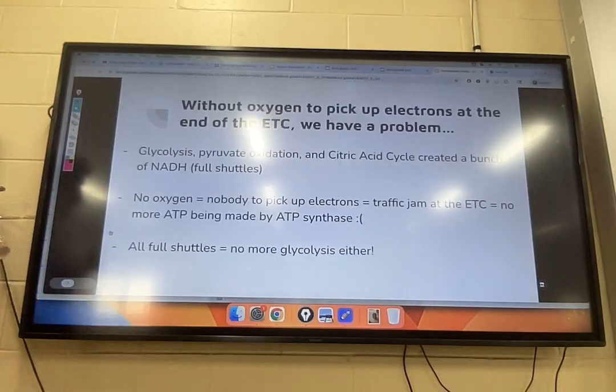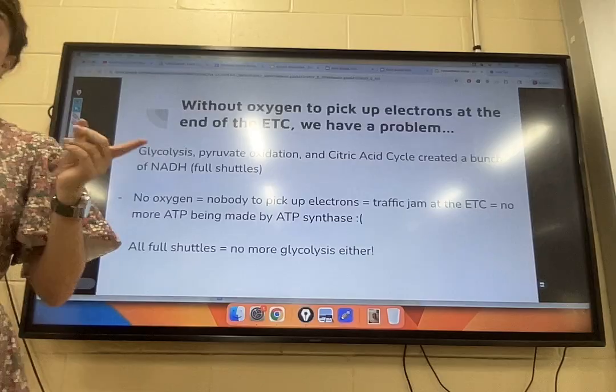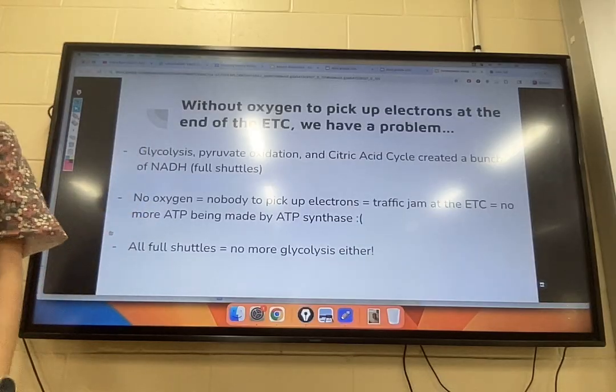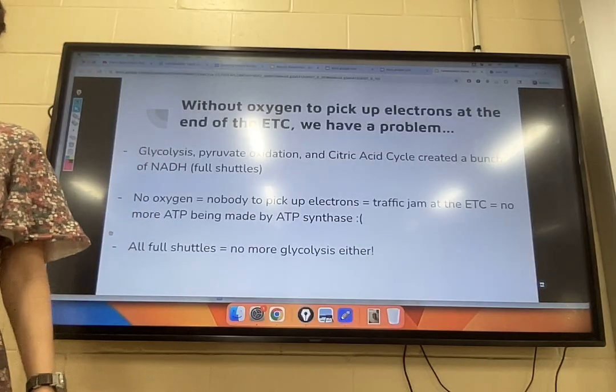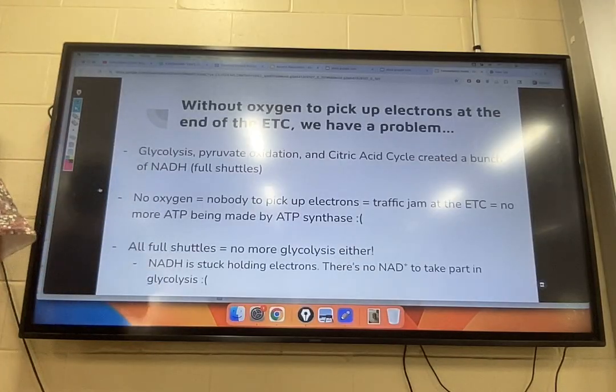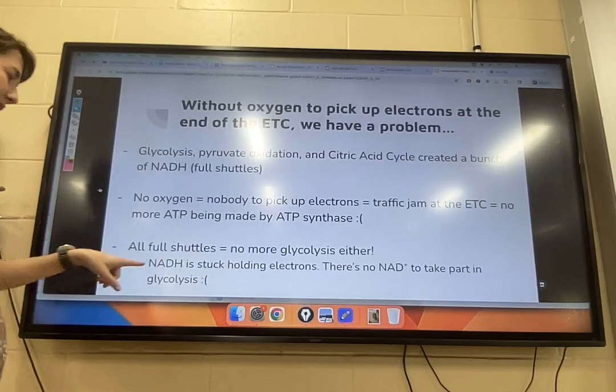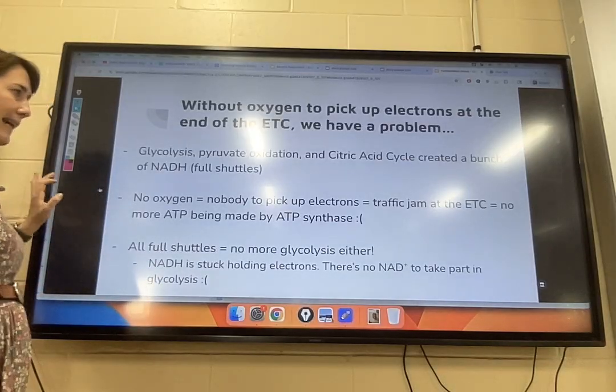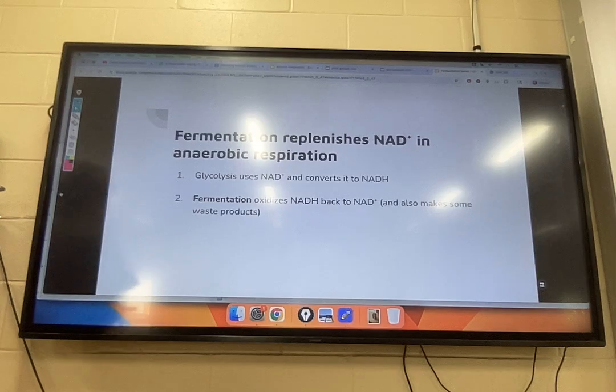What that means is we don't have any NAD+ to do glycolysis either. We keep loading up our shuttles, and we get rid of the NAD+ because it's become NADH. If there is no NAD+, because it's all NADH, we cannot do glycolysis again. So the whole point of fermentation, whether it is lactic acid fermentation or alcoholic fermentation, the whole point of that part of the process is to give you back your NAD+, to give the NADH somewhere to offload the electrons that they were carrying.